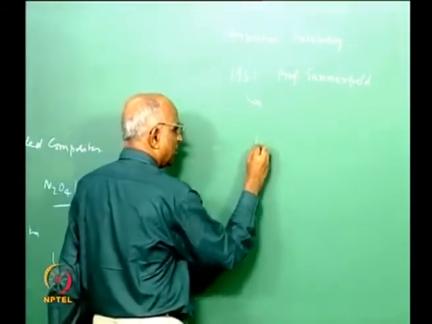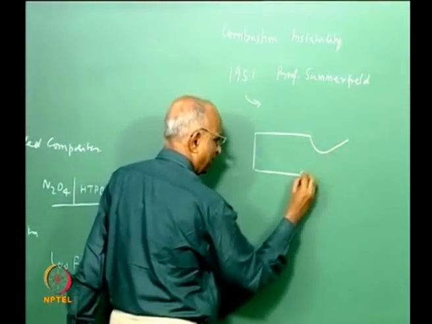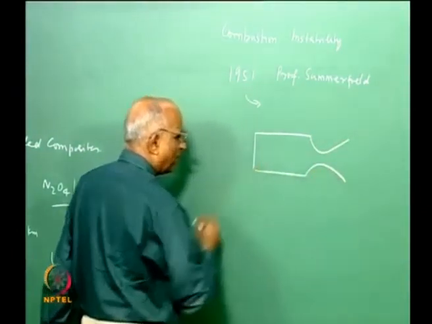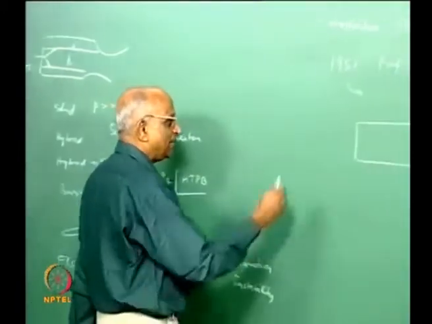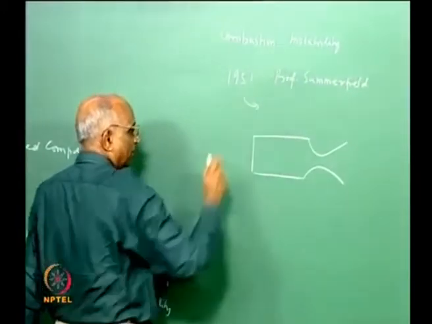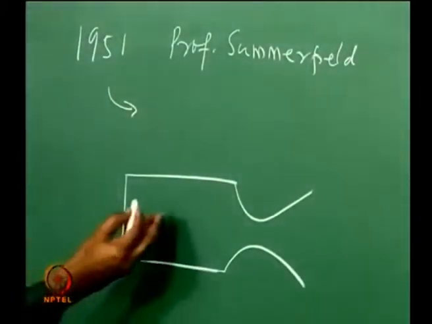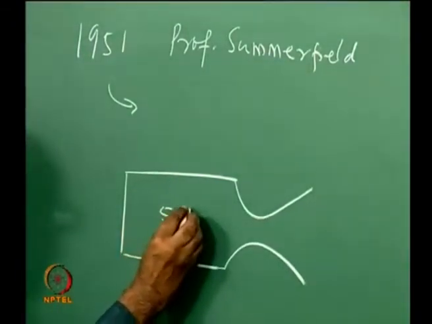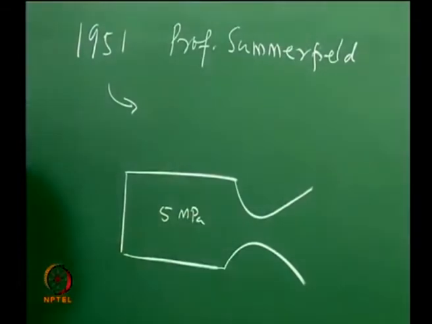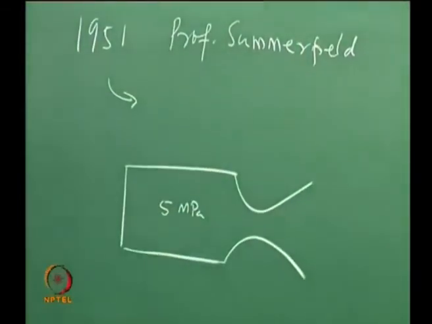I modify the numbers because his numbers were in FPS system and not that easy to work on the board. Maybe I take a typical liquid propellant rocket, but as I say, I follow what Professor Summerfield did in his particular paper. He says, let's have a liquid propellant rocket. Let the mean chamber pressure be 5 MPa, 5 megapascal. 5 megapascal is something like a chamber pressure of 50 bar.